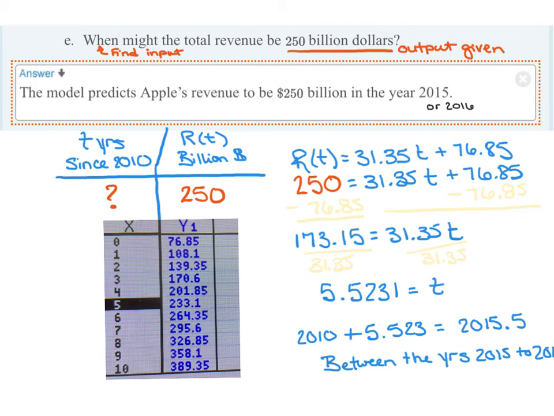When you solve, I think you get approximately 5.5, which puts us between the years 2015 and 2016. We can also use our table to see that 250 would occur between these 2 years. So right in here is where 250 would be. And that tells me my answer would be between 5 and 6 for a t-value.